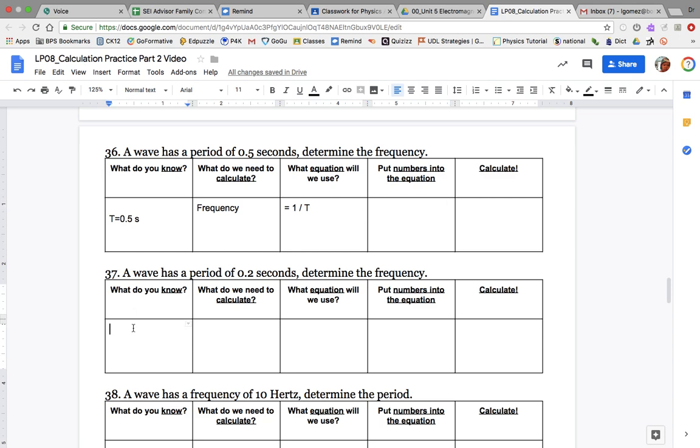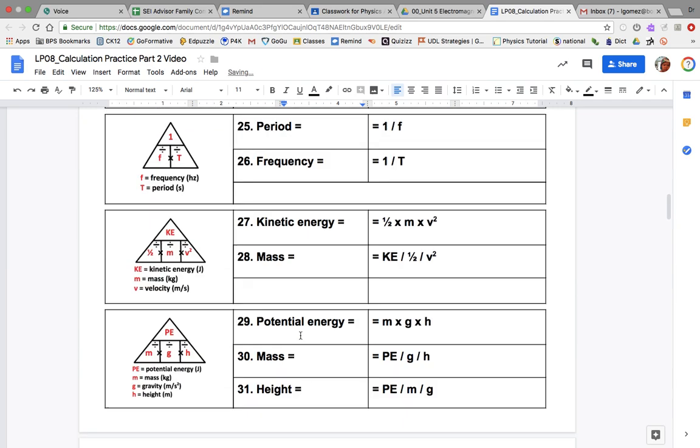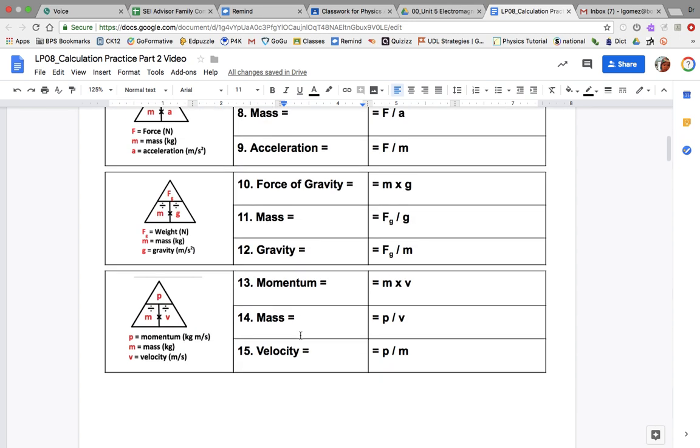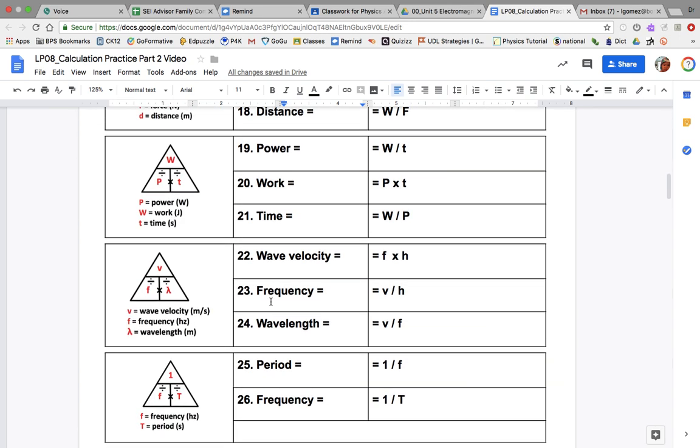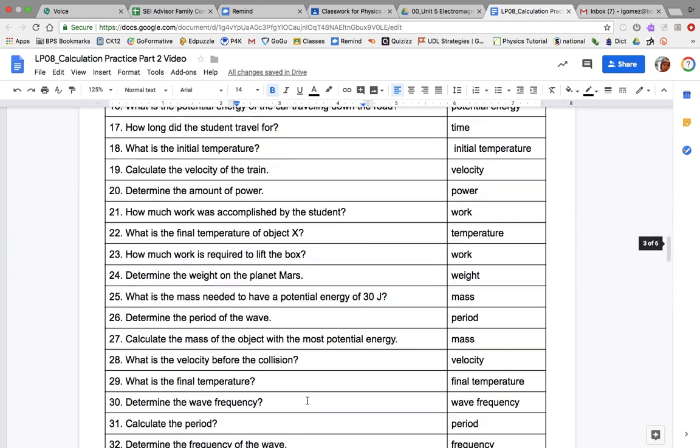A wave has a period of 0.2 seconds. We need to calculate frequency. And how do we calculate frequency? If we go up high, up here, where do I calculate frequency? Not that one, because I don't have velocity and I don't have wavelength. But this frequency here: 1 divided by period.